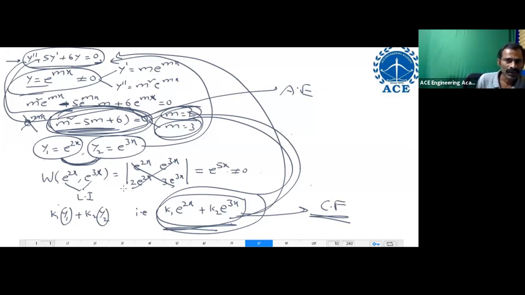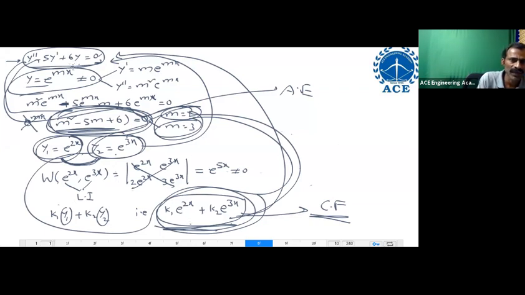In this higher order linear case, we have only linear equations. For every linear equation, the solutions are always linearly independent. That is, a linear combination is also one solution. We need not check whether all the solutions are independent, not always. So a second order equation will have two linearly independent solutions. Its linear combination is the complementary function.